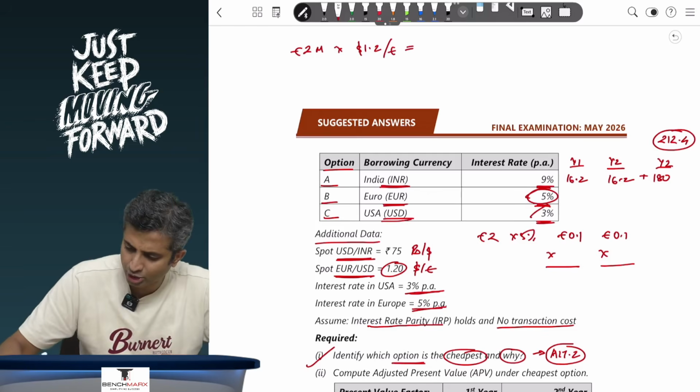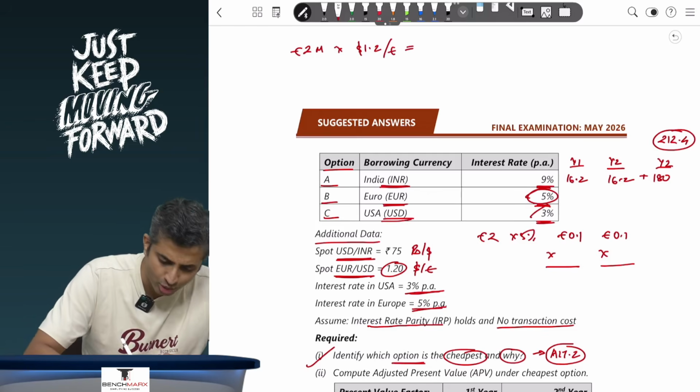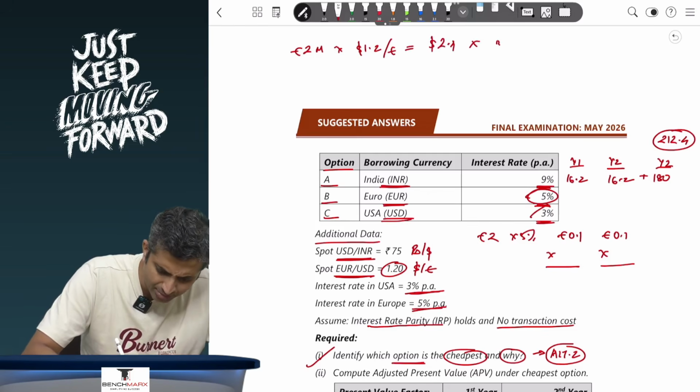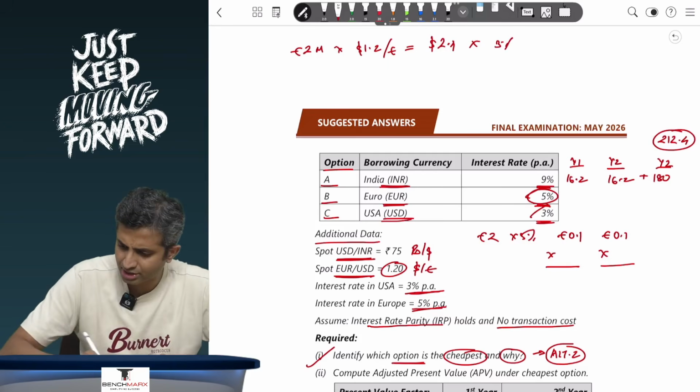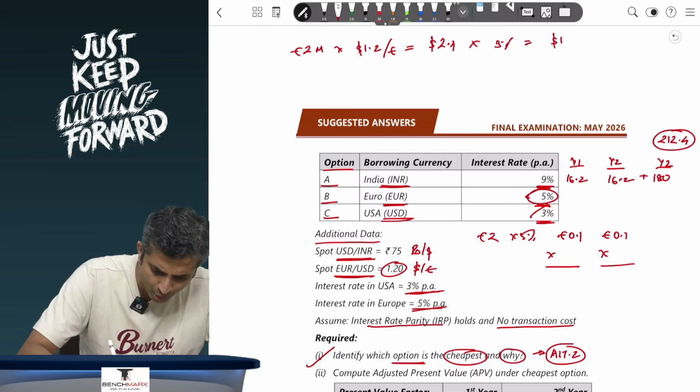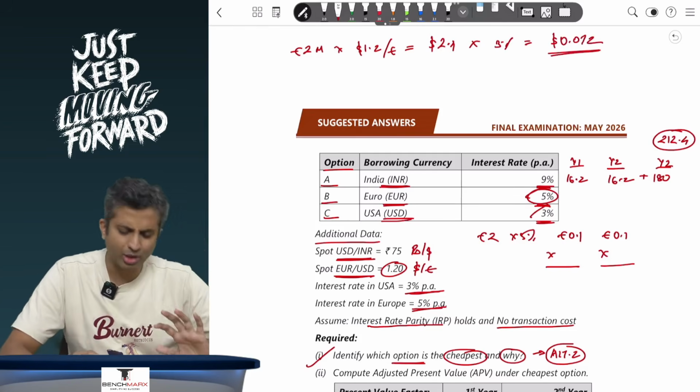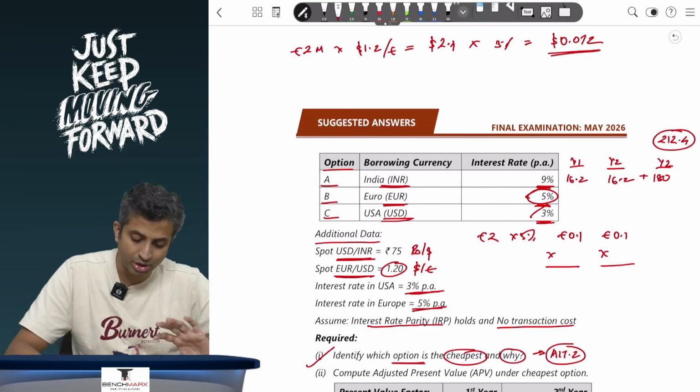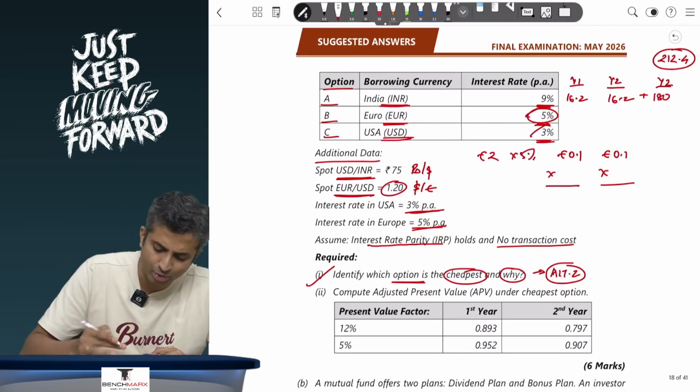Euro has to get cancelled into 1.2 per euro. So this is 2 into 1.2. This comes to around $2.4 million into, let us say, the rate of 3%. So into 3%, this is coming to $0.072 million. So these are your interests. Now you'll have to calculate the forward rate, and forward rate can be calculated using IRP. Now there is no rocket science over here. If I can do it for one of the rates, I can do it for every rate.